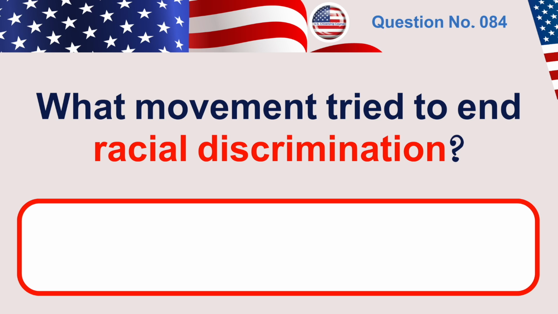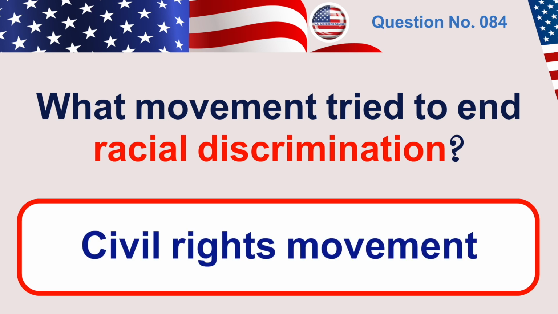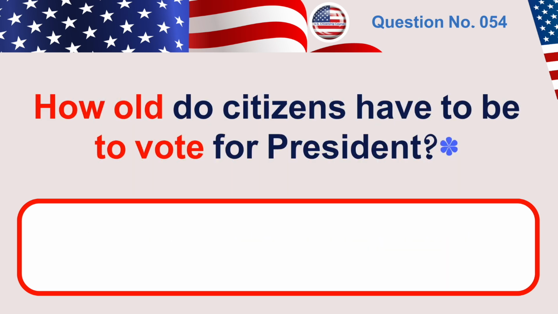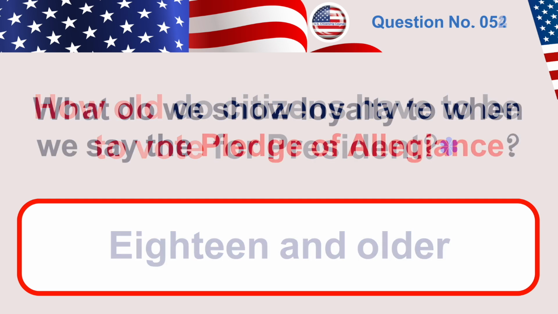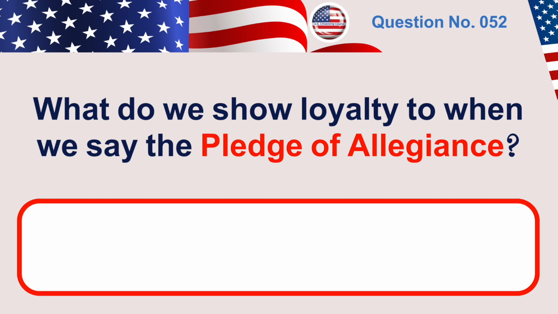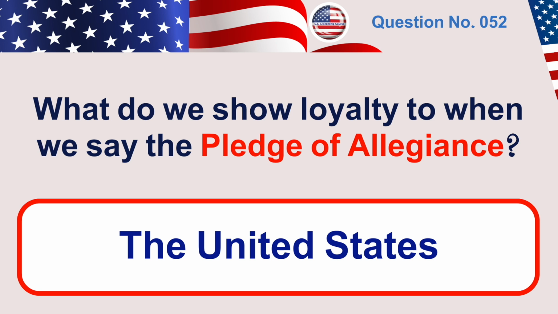What movement tried to end racial discrimination? Civil rights movement. How old do citizens have to be to vote for president? 18 and older. What do we show loyalty to when we say the Pledge of Allegiance? The United States.